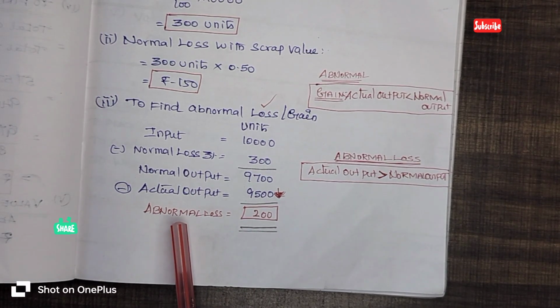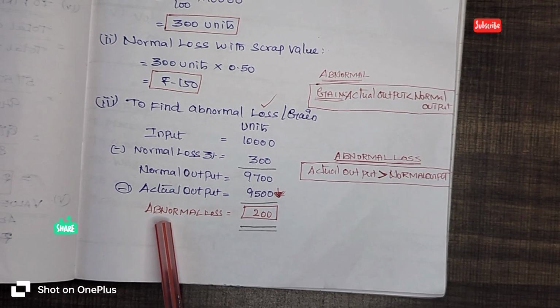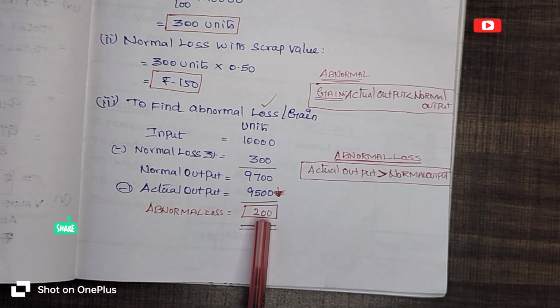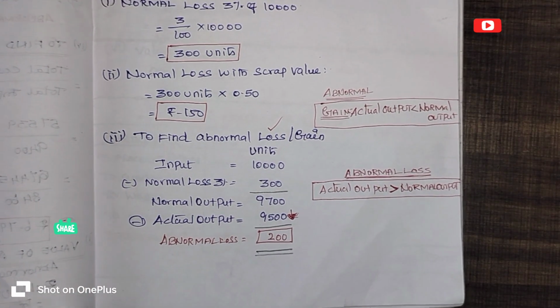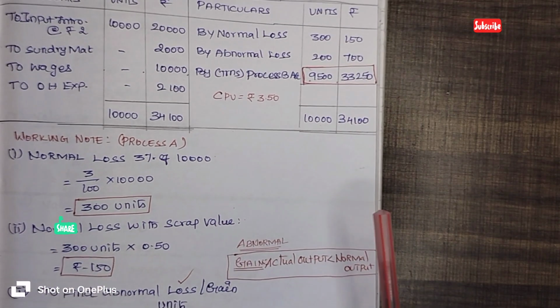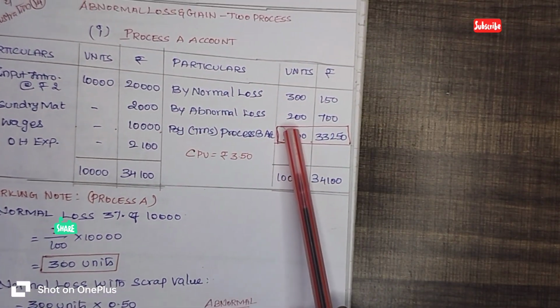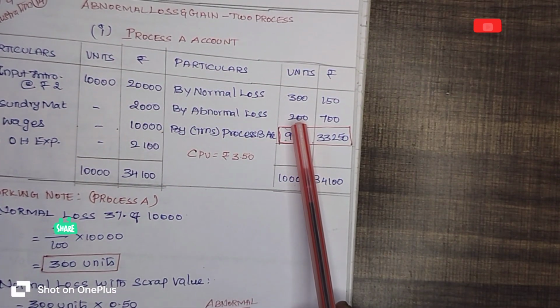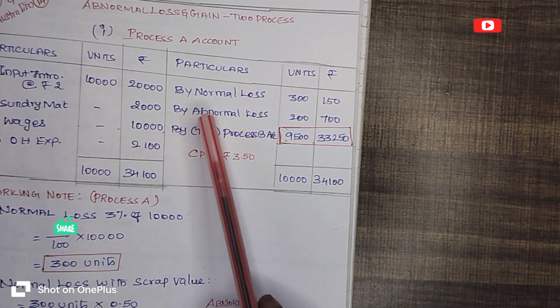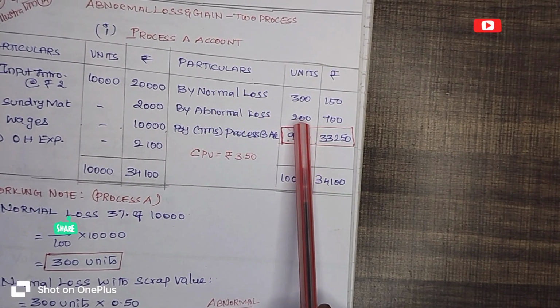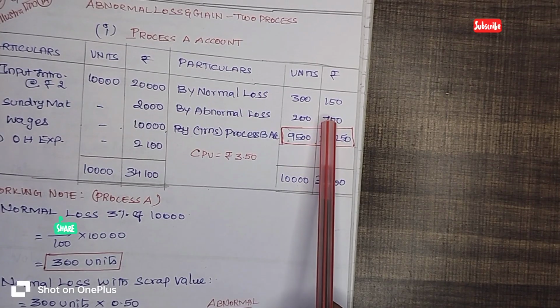So how much abnormal loss did we get? The abnormal loss is 200 units. After the calculation, we find out where to enter that abnormal loss. Listen, abnormal loss is always entered on the credit side. How much? 200 units. So the abnormal loss of 200 units is entered. Then we need to find out the value of the abnormal loss. How can you find out?